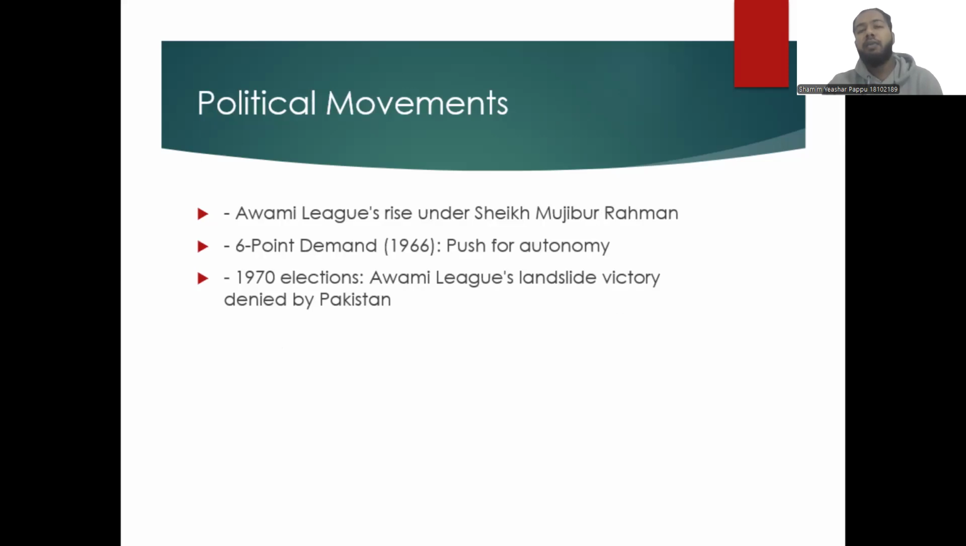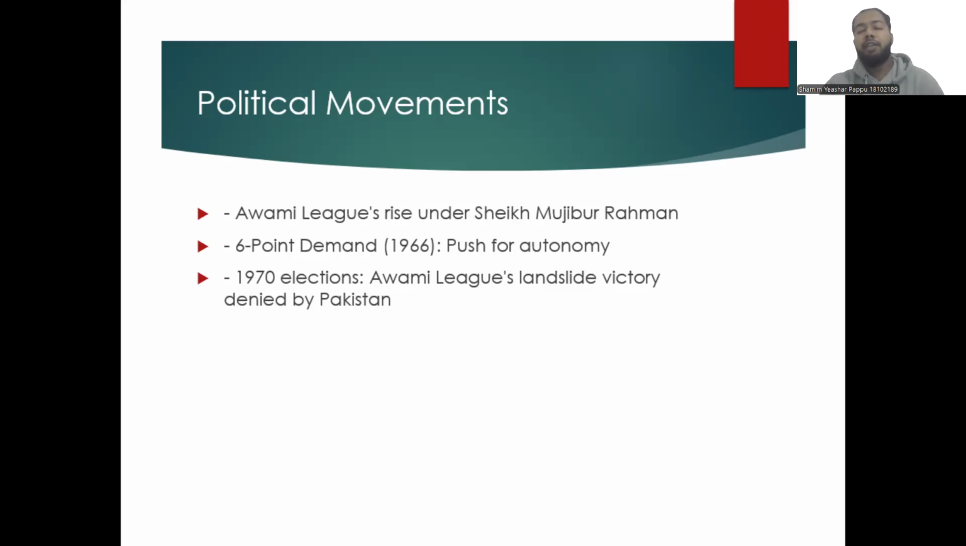Later on, there was a political movement after the language movement. In 1956, as we got Bangla as the state language, we were living a regular life. But later on, we depended on West Pakistan, because all governmental issues, jobs, language, and political aspects, all things were ruled by West Pakistan.